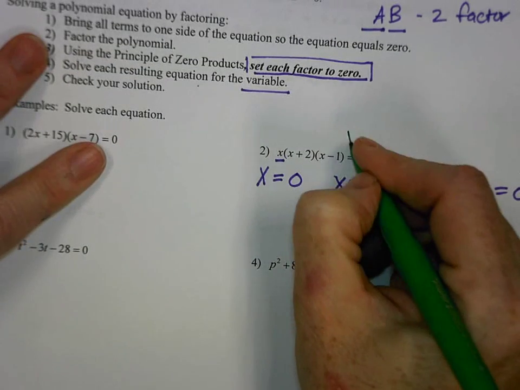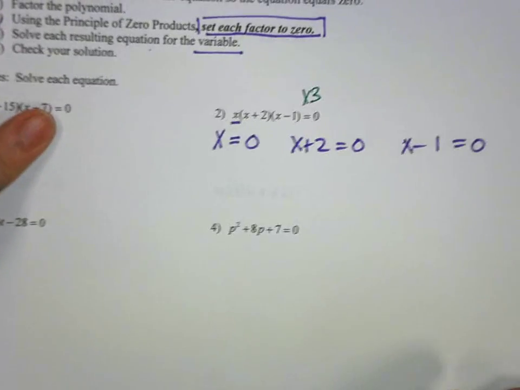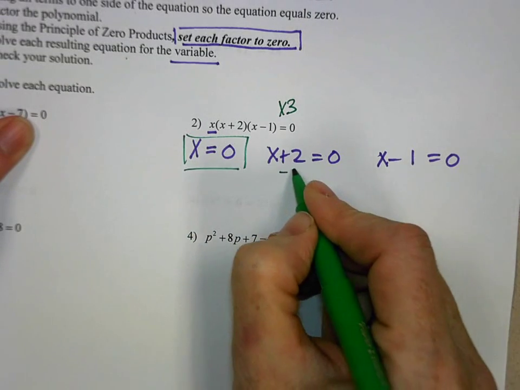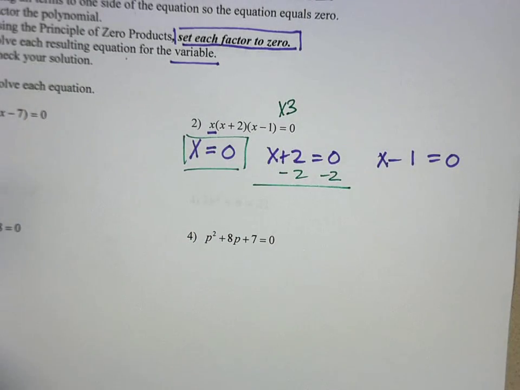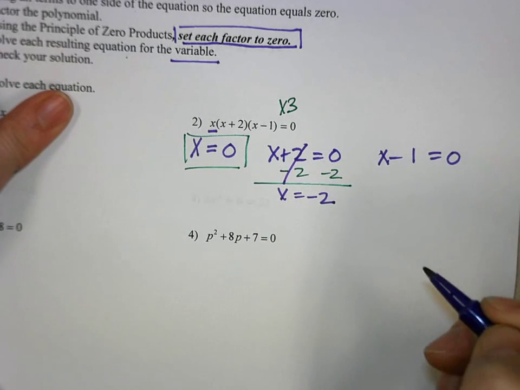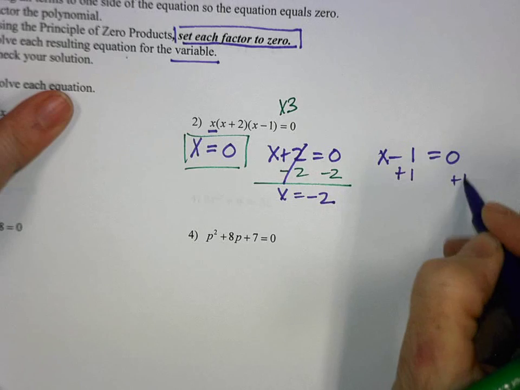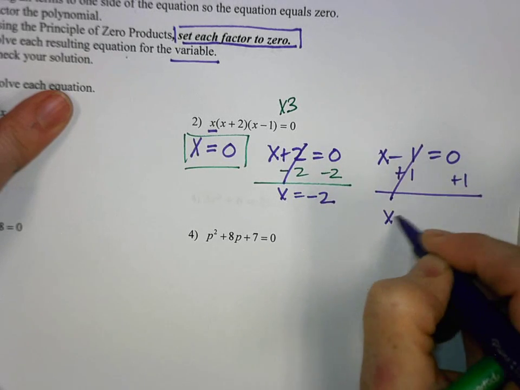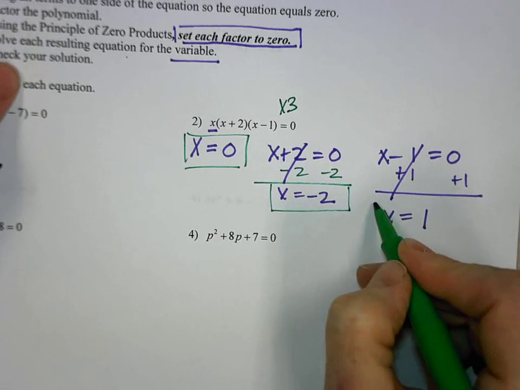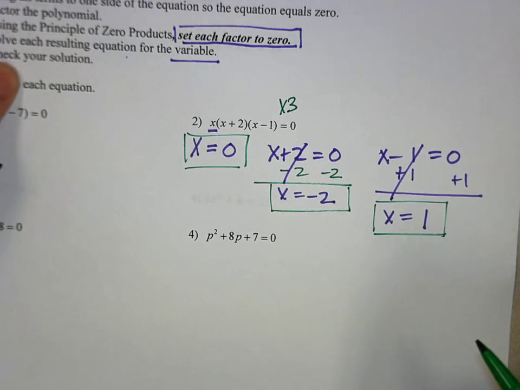This is an x cubed polynomial. So we have this. This is solved. X is 0. We subtract 2 from both sides, and we get x equals negative 2. We add 1 to both sides here, and we get x equals 1. Now I have my 3 roots, zeros, intercepts of the polynomial.